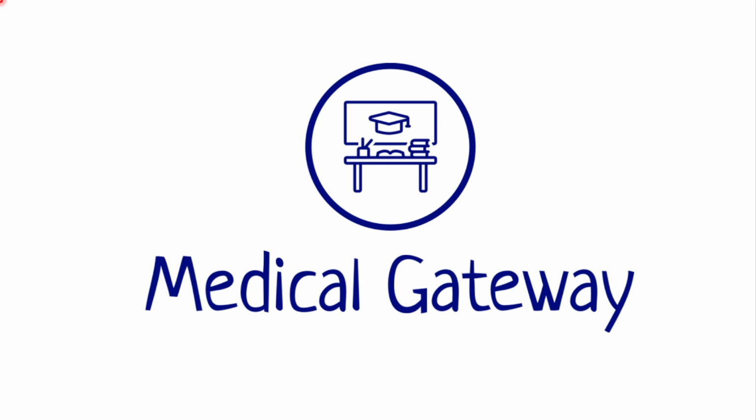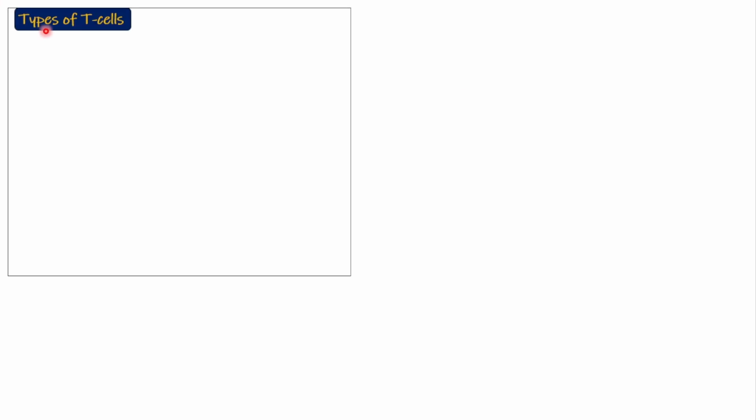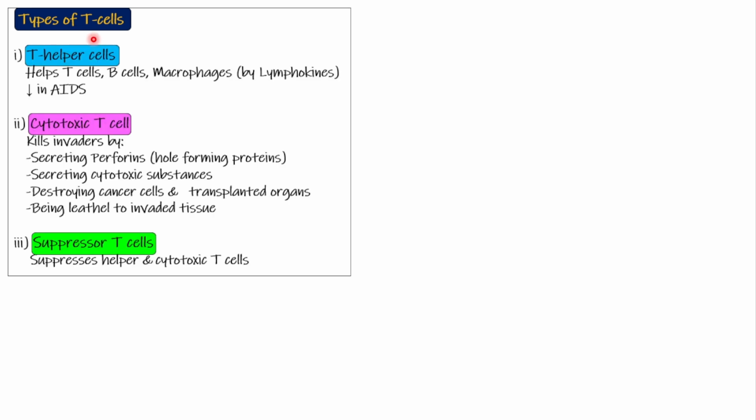In this part, we're going to study the types of T cells. So, T lymphocytes. What are the types of T lymphocytes? T lymphocytes have basically three types: T helper cells, then we have cytotoxic T cells, and then we have suppressor T cells. So, let's first discuss the function of the cytotoxic T cells.